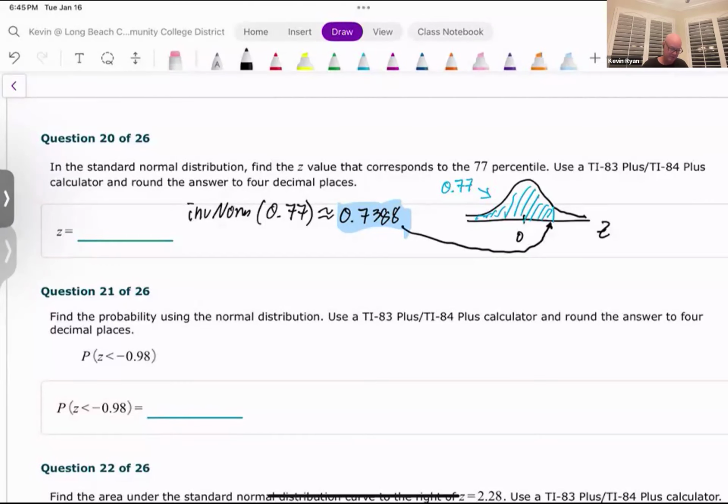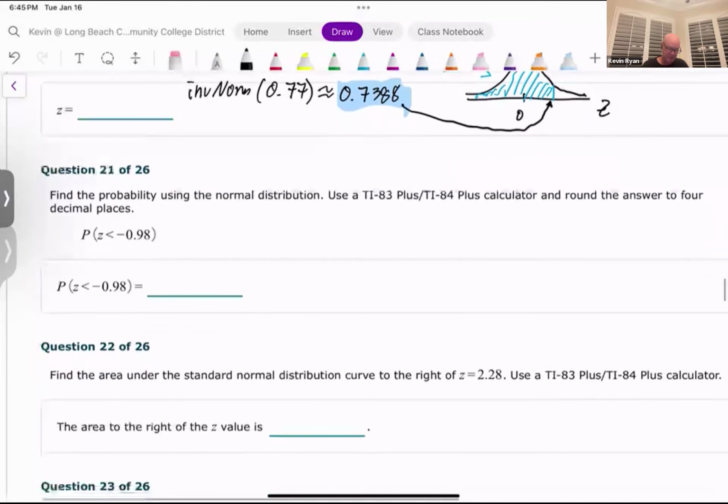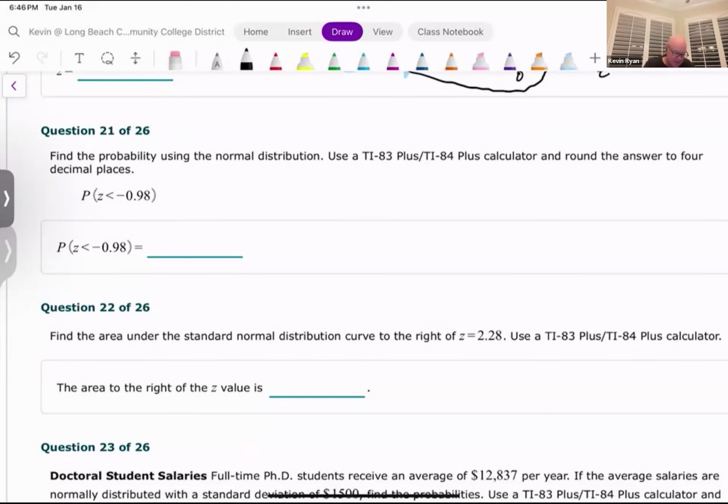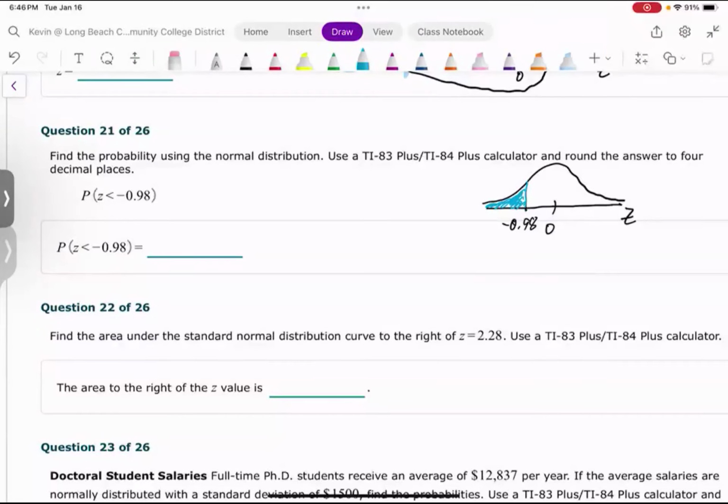That was number 20. Number 21, find the probability using the normal distribution. It says probability that z is less than negative 0.98. Let's see what that picture is going to look like. It's negative, so it's over here, negative 0.98. So they want less than, so that's over here.